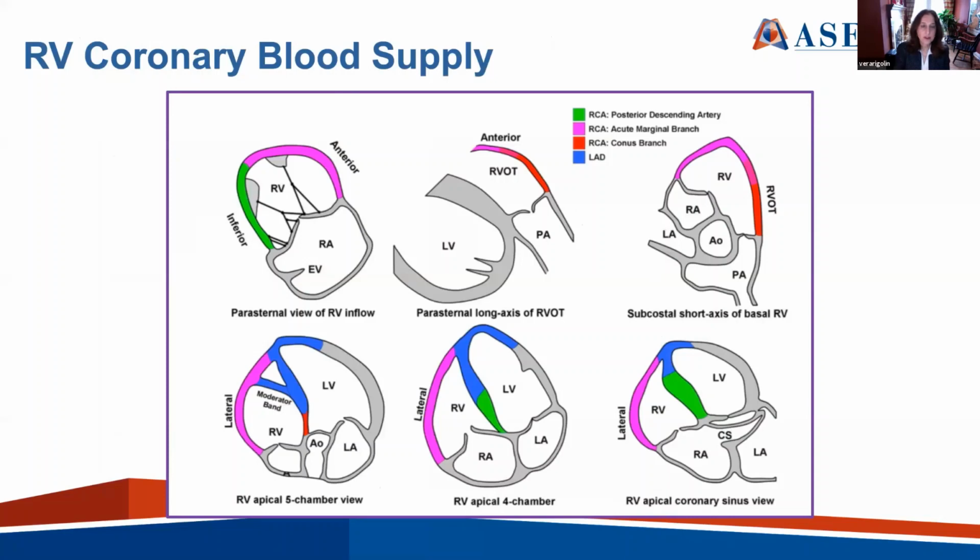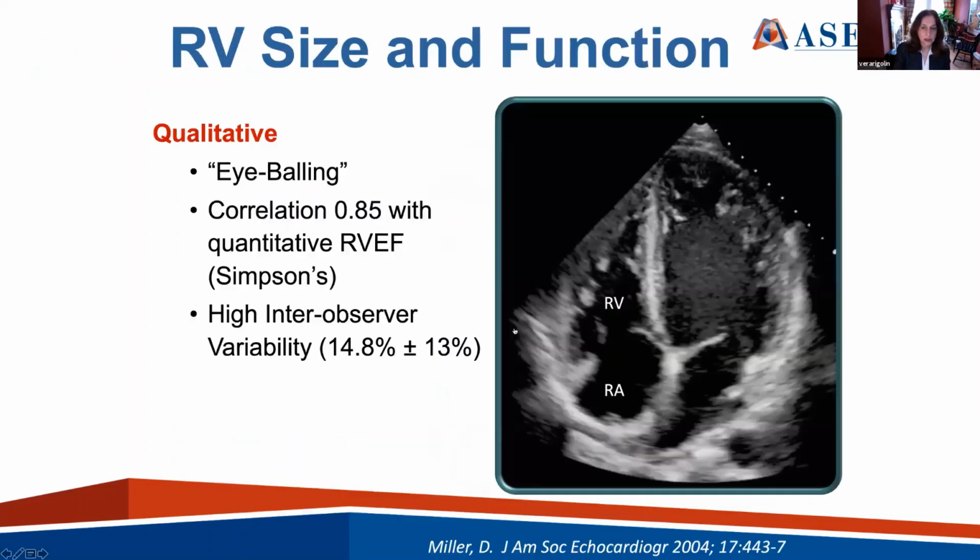Also interesting and important to note is the blood supply to the right ventricle. This is why it's important to look at the right ventricle in multiple different views, because the walls supplied by the different coronary arteries differ according to the location.